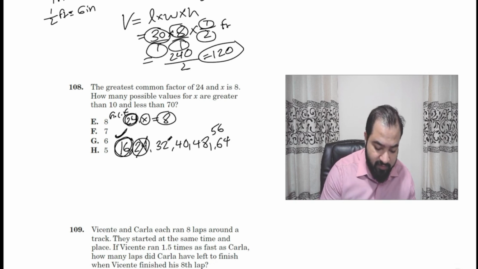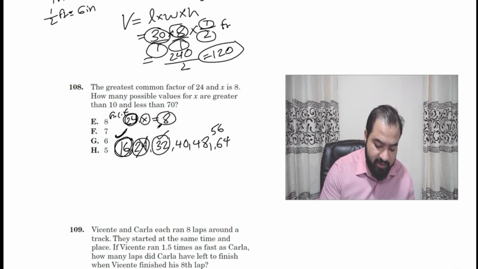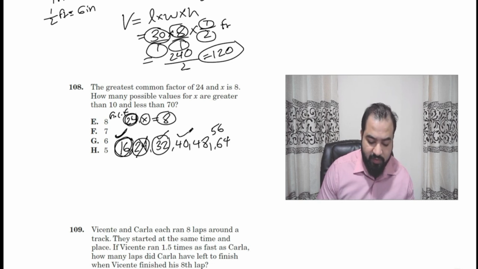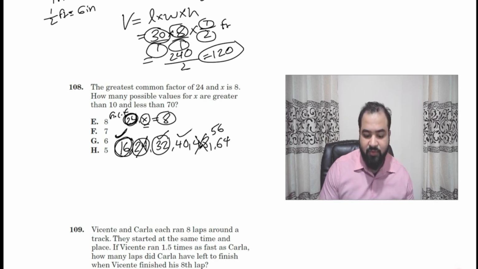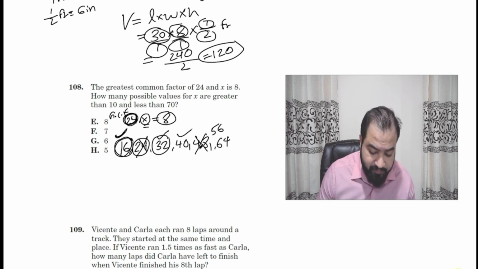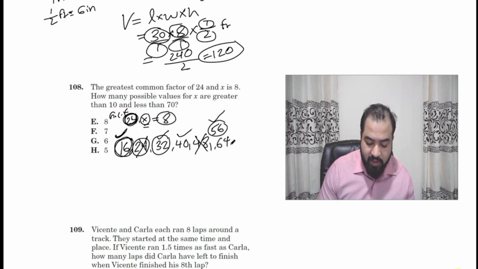What is the GCF of 24 and 32? What is the highest number that we can divide both numbers by? 8. So that works. How about the GCF of 24 and 40? That will be 8 as well. So this one works. How about the GCF of 24 and 48? That would be 24, because one of the numbers is 24, and the other number is x, one of these possible values. So it cannot be 48 because the GCF of 24 and 48 is not 8. Now, what is the GCF of 24 and 56? That's 8. And the GCF of 24 and 64 is also 8. Yeah, that works.